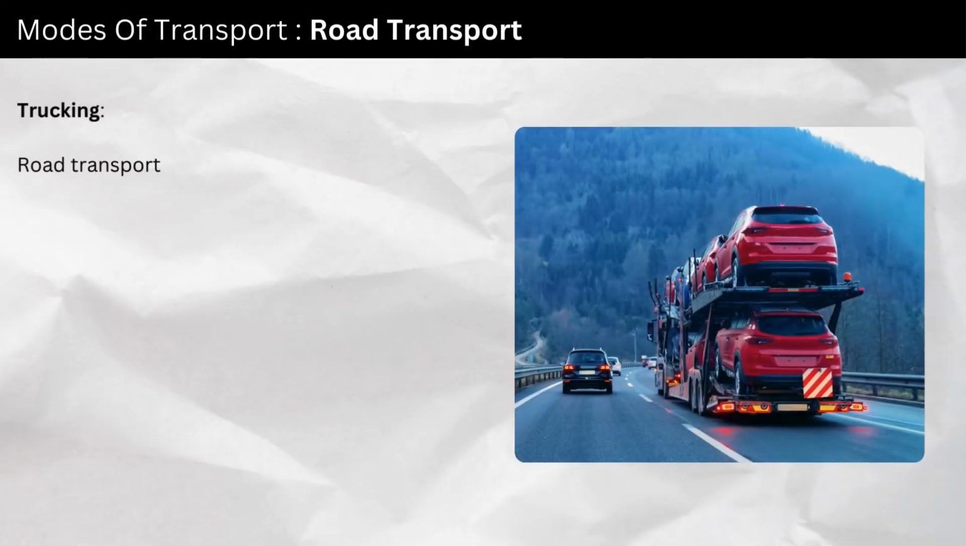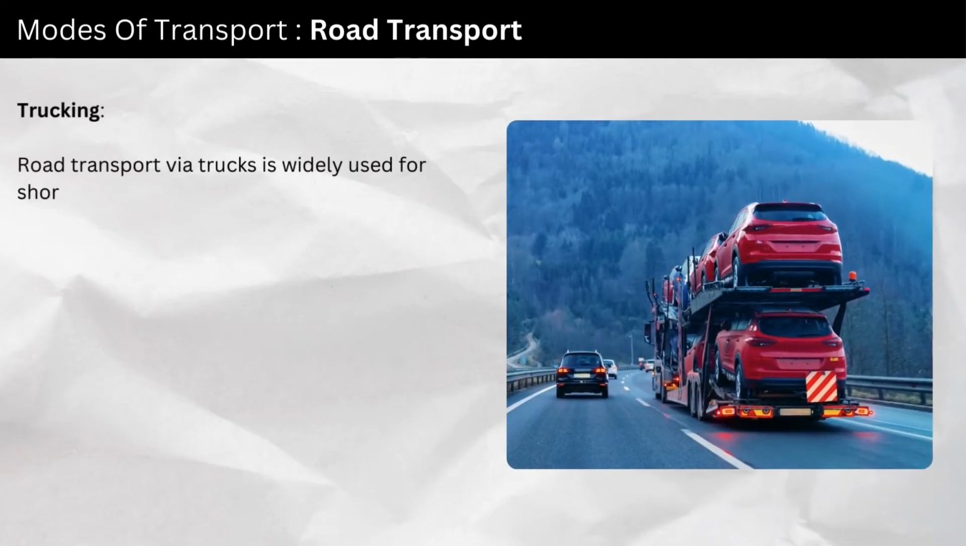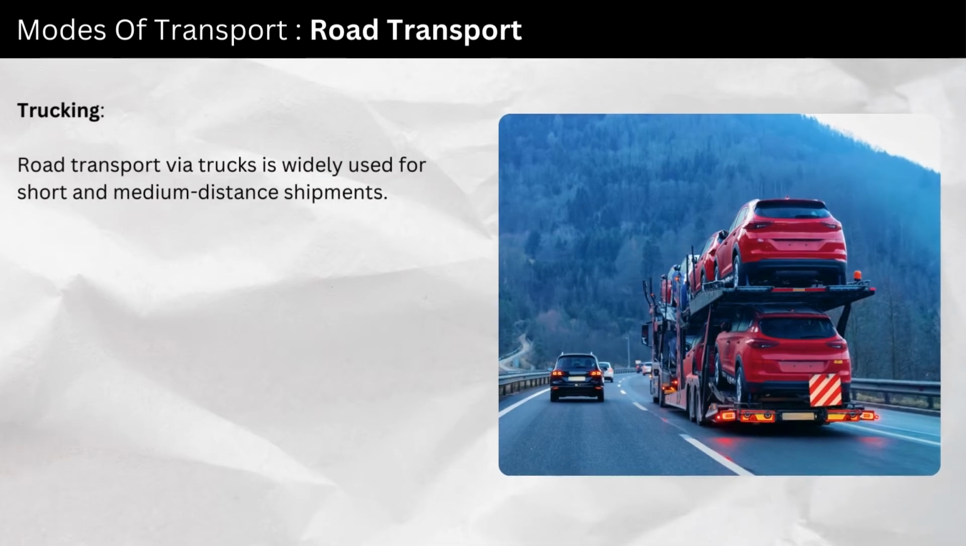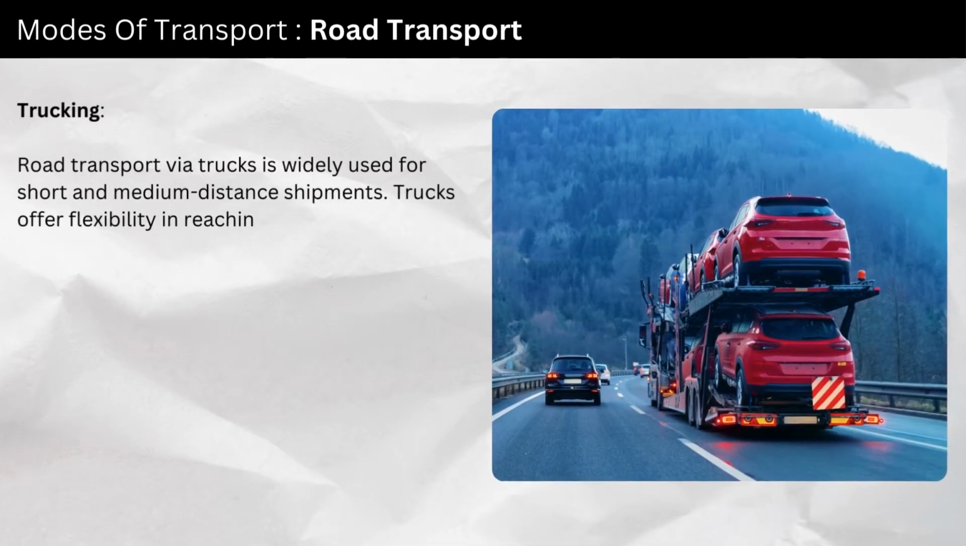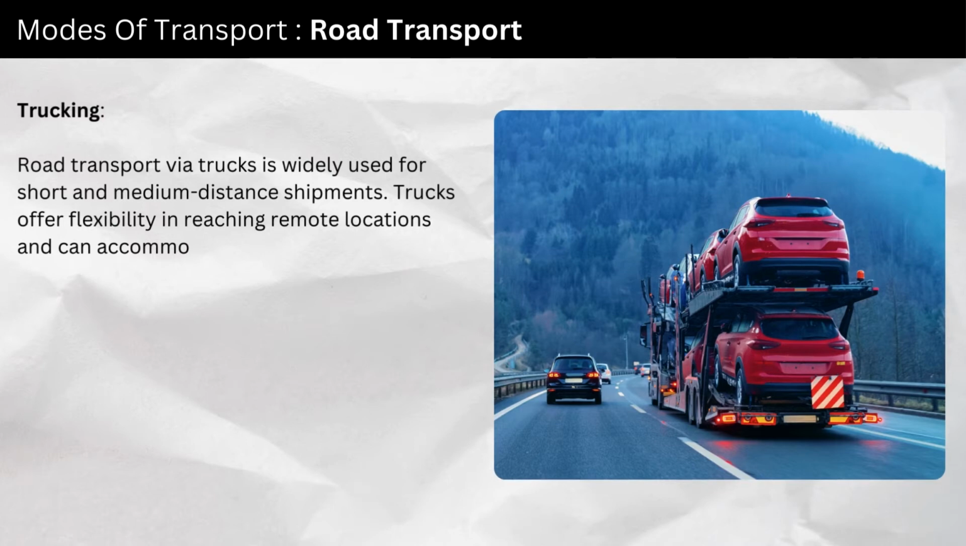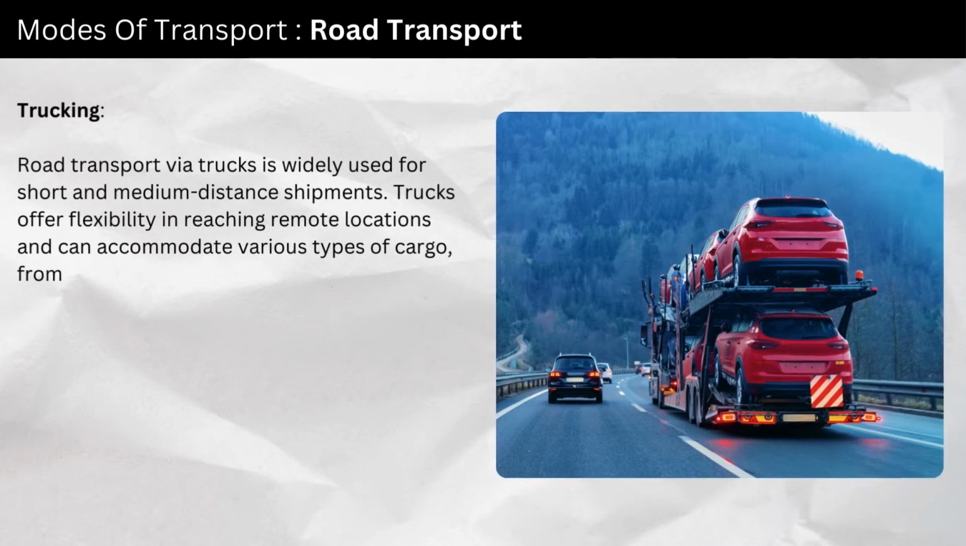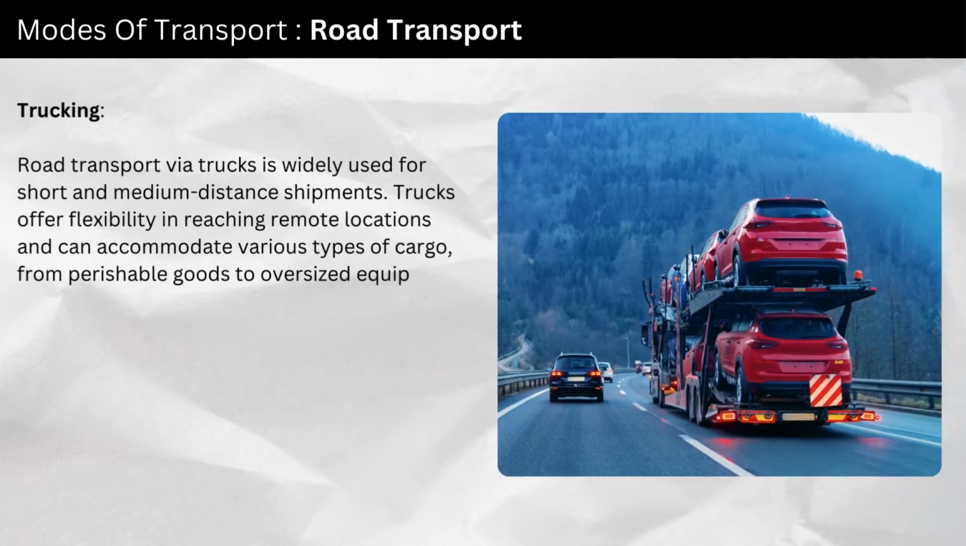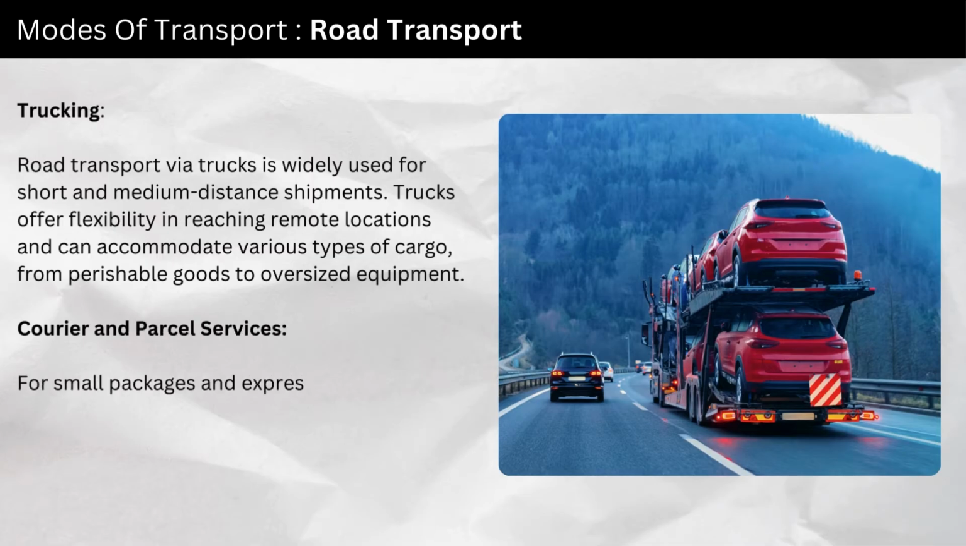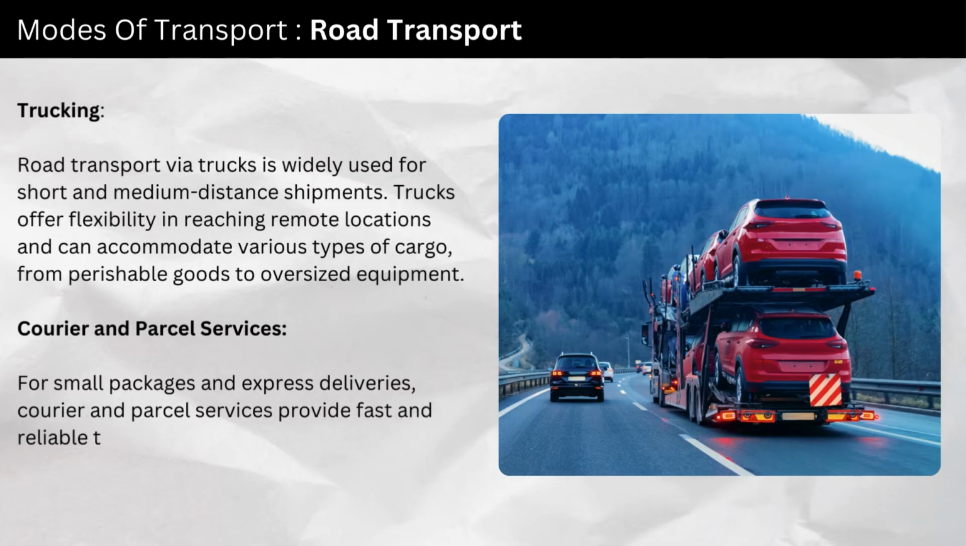Road transport. Trucking. Road transport via trucks is widely used for short and medium-distance shipments. Trucks offer flexibility in reaching remote locations and can accommodate various types of cargo, from perishable goods to oversized equipment. Courier and parcel services. For small packages and express deliveries, courier and parcel services provide fast and reliable transportation.